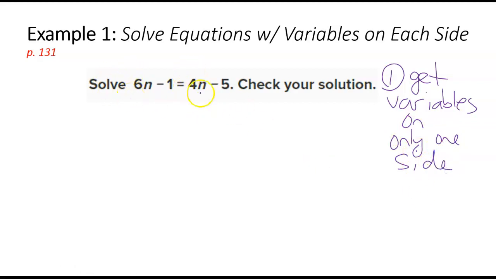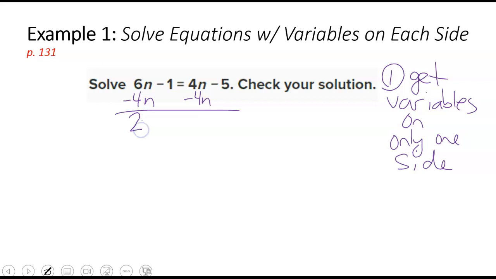So there's an n on this side and an n on this side. I want only n's on one side, so I'm going to subtract 4n from each side. Remember that whatever you do on one side, you have to do on the other to keep it balanced. This is on page 131, so you can fill in the blanks. The reason we can do this is the subtraction property of equality. When we do that, you want to keep things nice, neat, organized, and lined up.